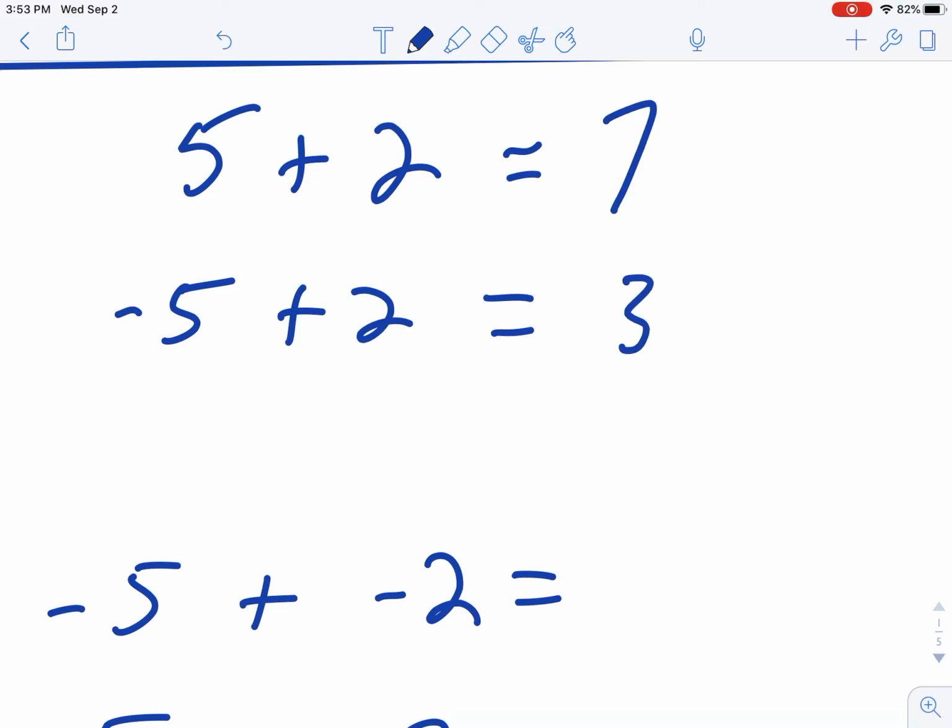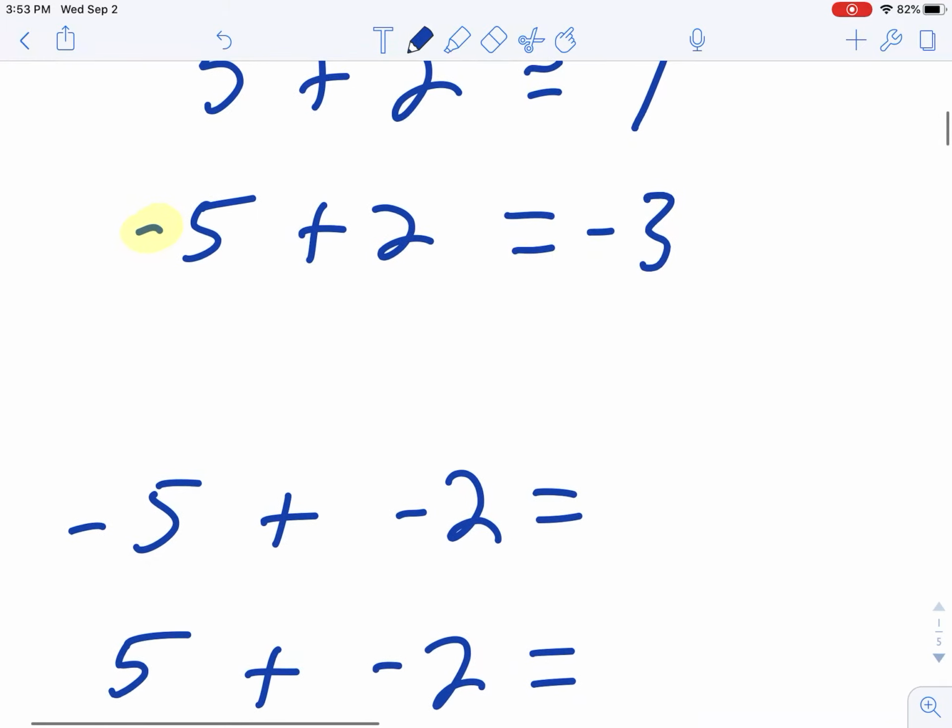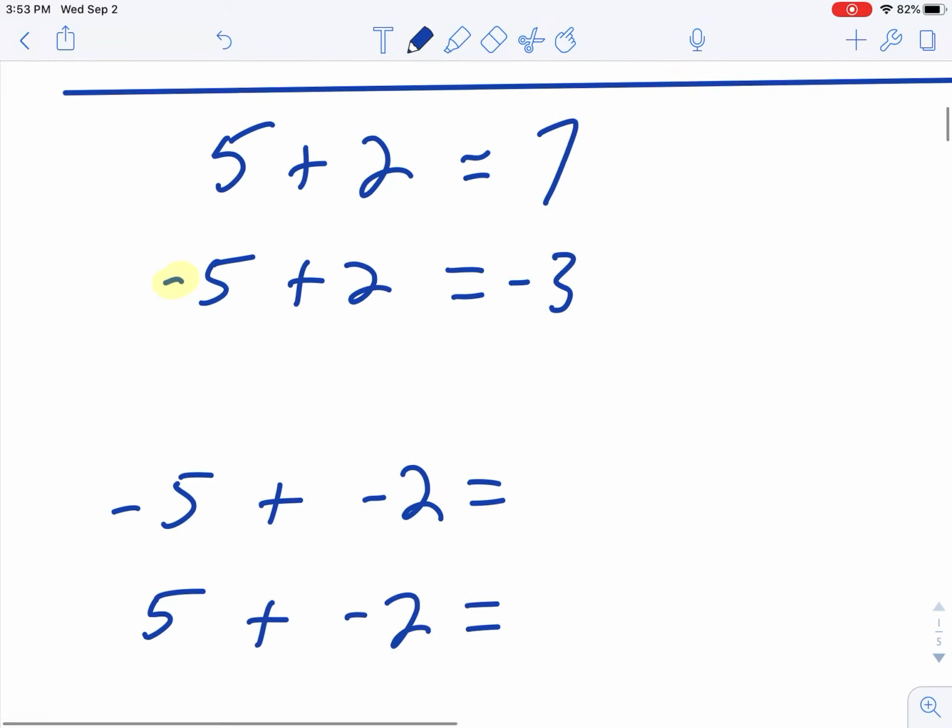5 minus 2 is 3, but then you keep the sign of the number with the higher absolute value. So 5 is bigger than 2, it's negative, so the answer is negative 3. The next example is actually a lot like the first example. Negative 5 plus negative 2. We're adding two numbers that have the same sign, so you add them and then you just keep the sign. Since they're both negative, the answer is negative. Just like up here, since these were both positive, the answer was positive.